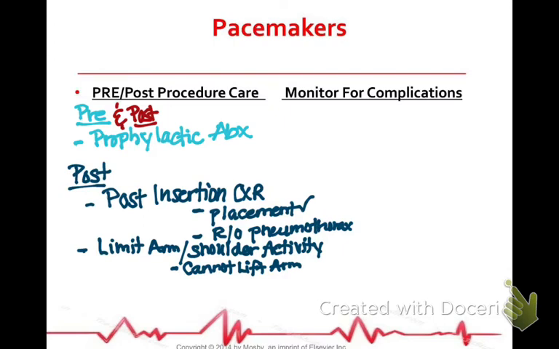So they cannot lift the arm and they cannot hyperextend it. So when they go to put their shirt on, they have to put this arm in first and then they can put the other arm in. So they can never put their arm behind them to put their shirt on. This is just while they're healing. They eventually can.